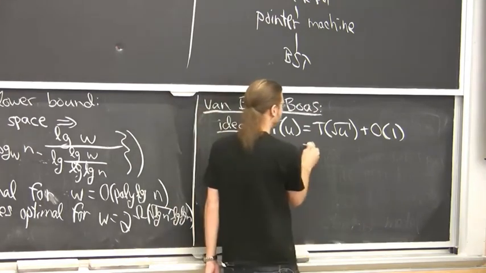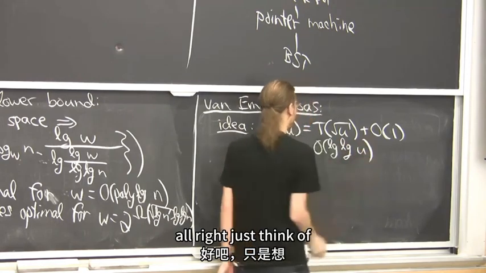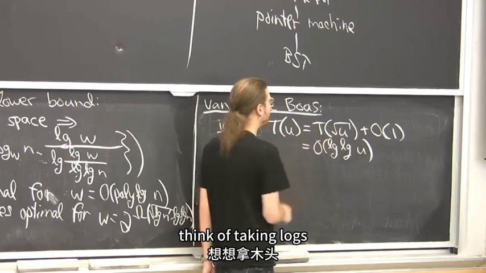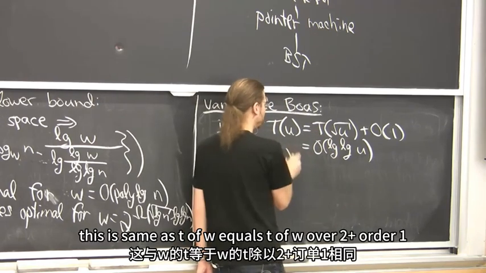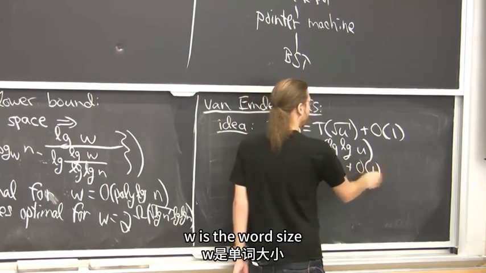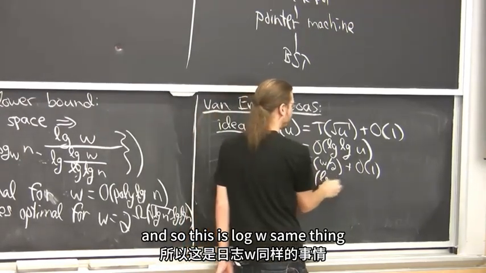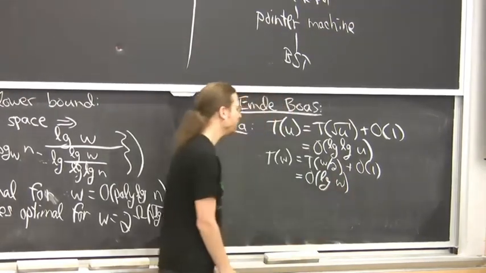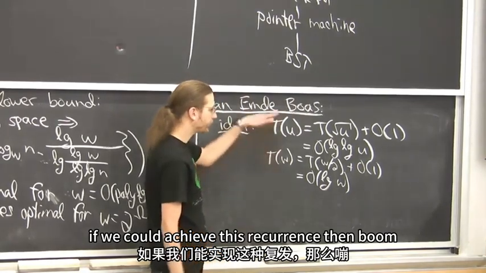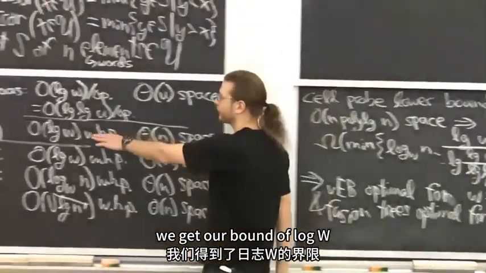Log u. Right, just think of taking logs. This is the same as T of w equals T of w over 2 plus order 1. W is the word size. And so this is log w. Same thing. If we could achieve this recurrence, then boom, we get our bound of log w.